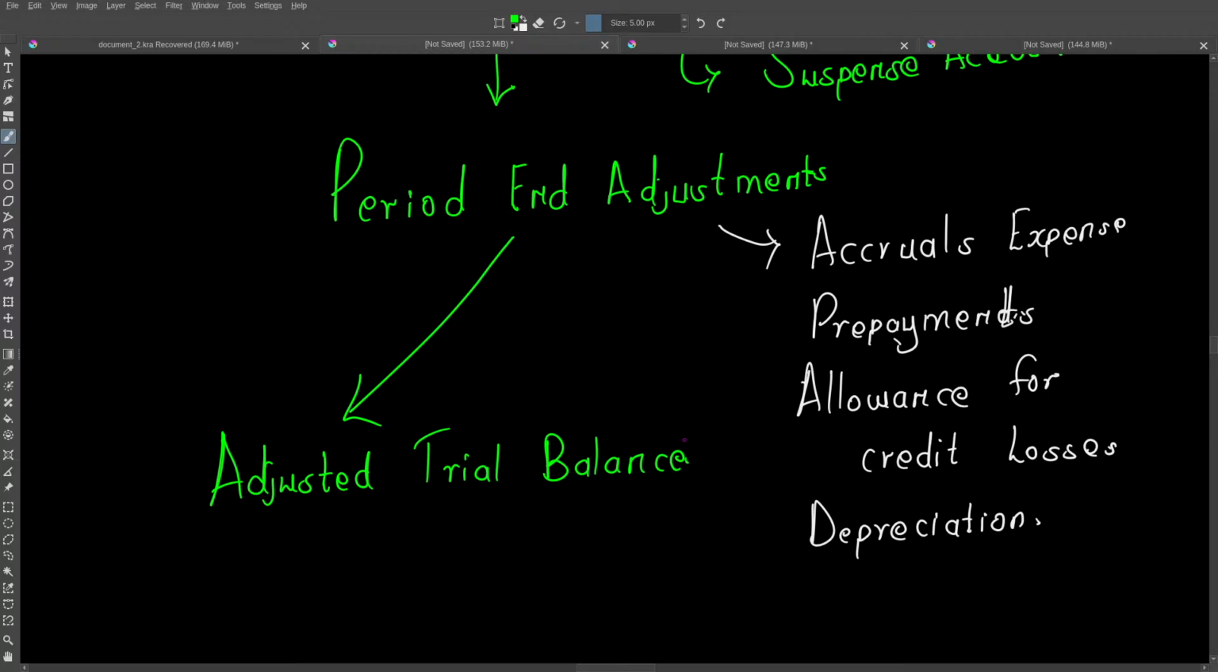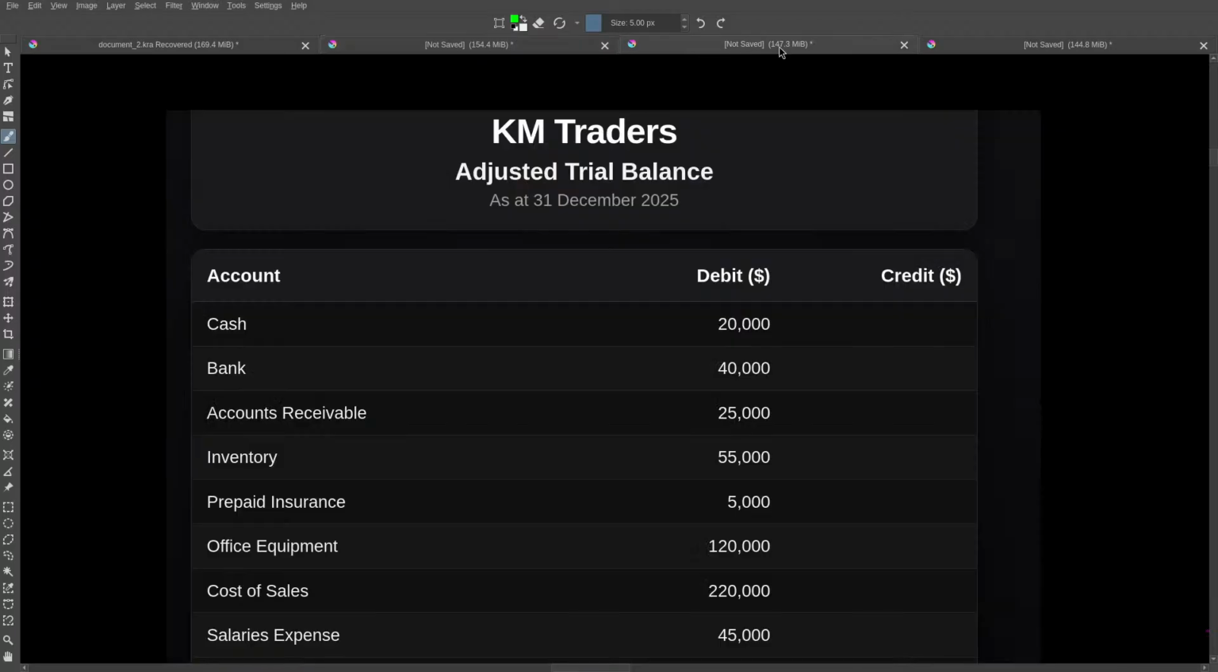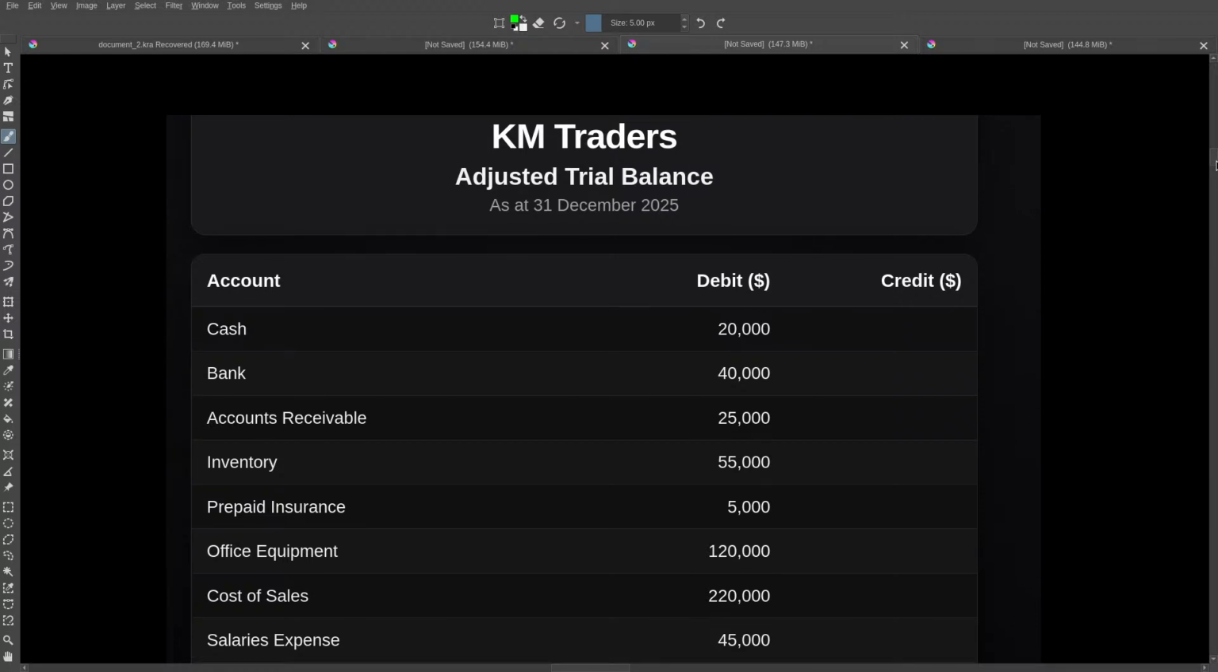So here we are going out. We have the adjusted trial balance as at this point where we have passed the period end adjustments. And then after that, we are able to come up now with the statements. In this case, we start with the statement of profit or loss. As I mentioned, it takes the performance of a business.